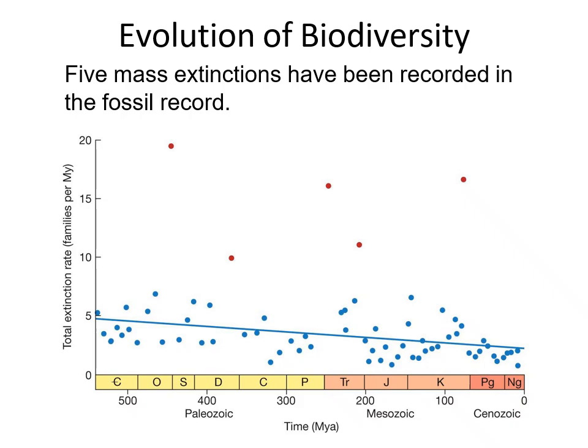But we do have these red dots that represent these 5 mass extinctions that have been recorded in the fossil record. And this is what we want to focus on when we think about big crashes in diversity, and then how can we recover that biodiversity.